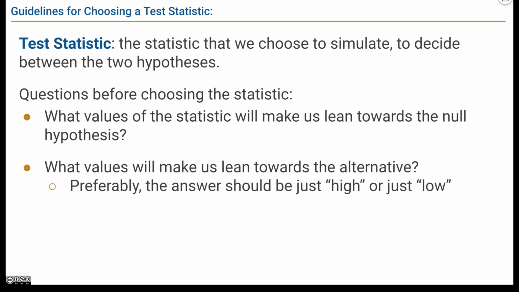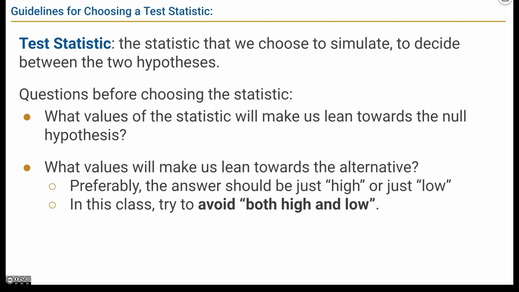Preferably, you want to choose a test statistic such that either high values or low values would make you lean towards the alternative, but not both. So this is just a convention in our class. We are going to replace what you may have seen in past statistics classes where you do what's called a two-tailed test and you look high and low. Instead, we are going to replace that by defining our test statistic in terms of an absolute value. In that case, we just need to look in one direction.